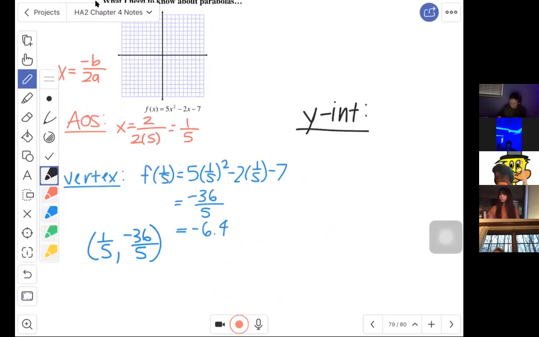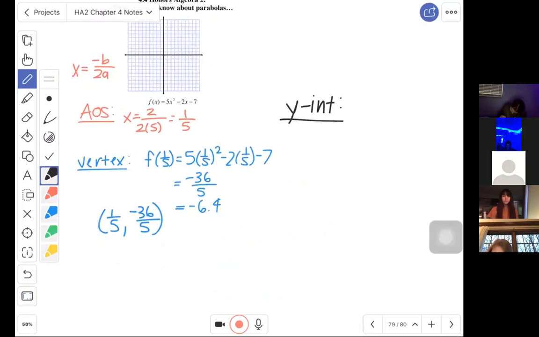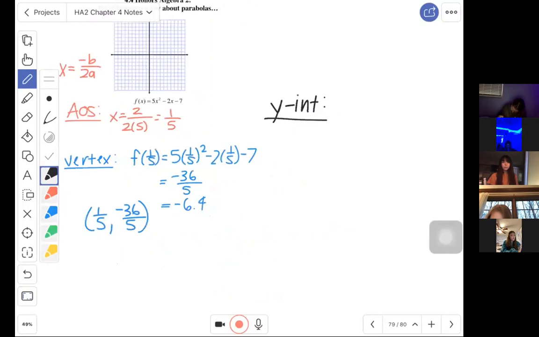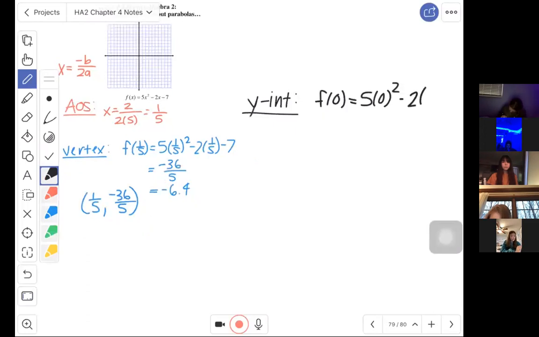Malachi, how did you find the y-intercept? I plugged in 0 for x. Awesome. Plugging in 0 for x. And what did you end up getting? -7. Yeah. And how do you write this answer?